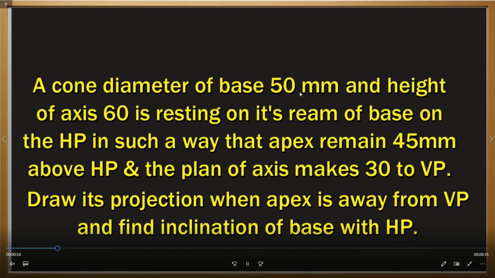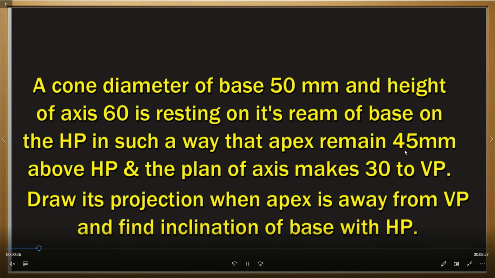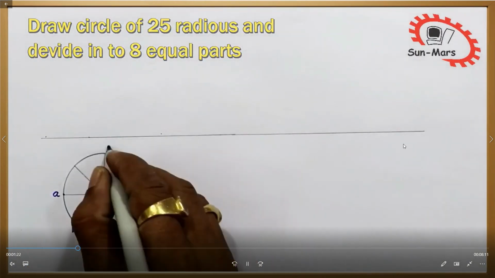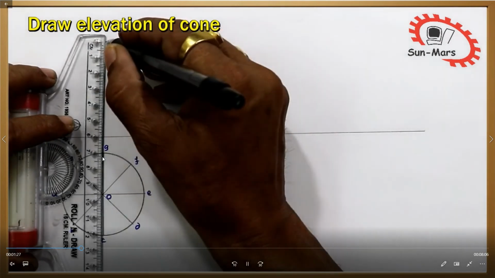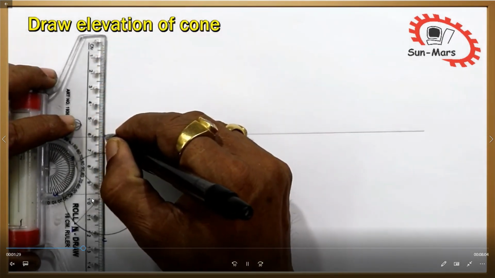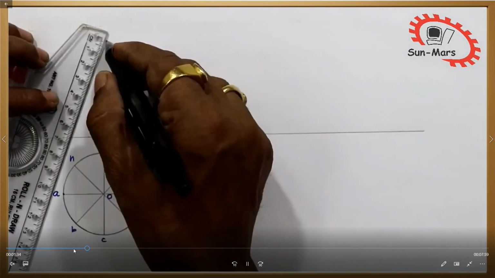That means here 50 mm and 60 mm axis resting on the HP. Apex remains 45 mm above the HP. The axis making 30 degrees to VP. We need to find out the inclination to HP. Okay, here first we draw one reference line and then you draw the circle, 25 mm radius. In this way you identify the points here. This is the center point.